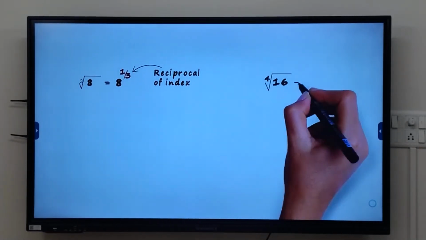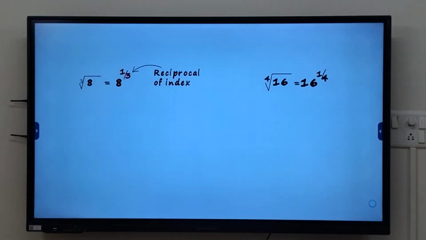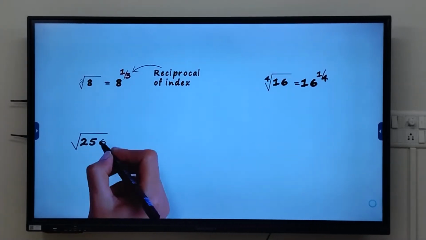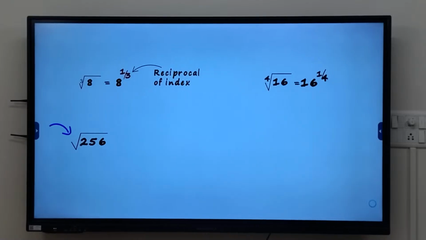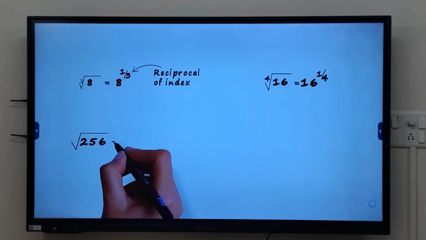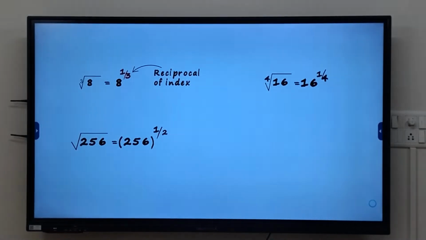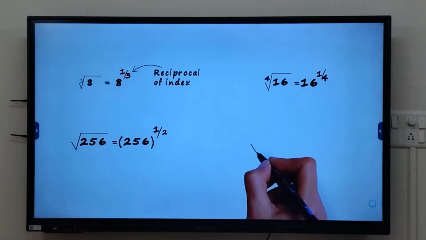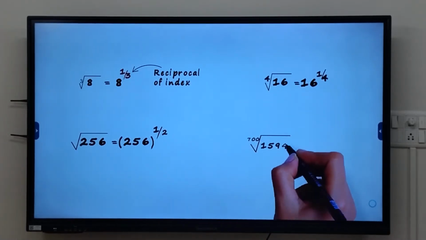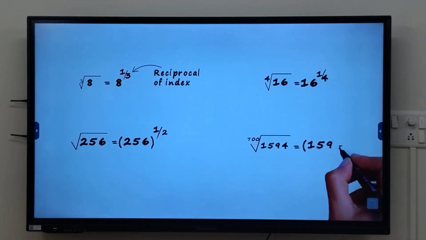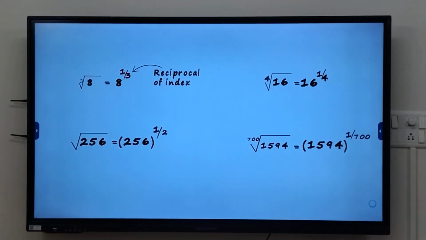Similarly, the fourth root of 16 can be written as 16 raised to 1 by 4. The index was 4 and without the radical sign, we keep the base same and write the power as reciprocal of the index. And what about root of 256? When the index is not written, it means that's the square root. The index is 2. Hence, this equals 256 raised to 1 by 2. Doesn't matter what the index is, this will always be true. Even the 700th root of 1594 can be written as 1594 raised to 1 by 700.